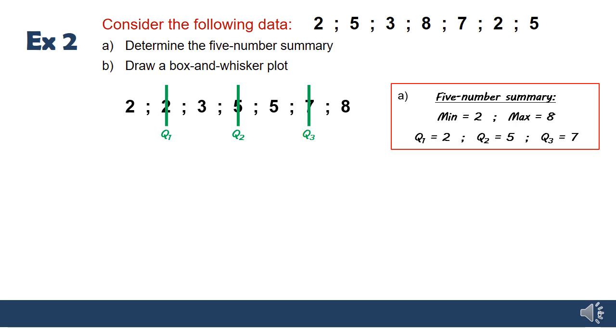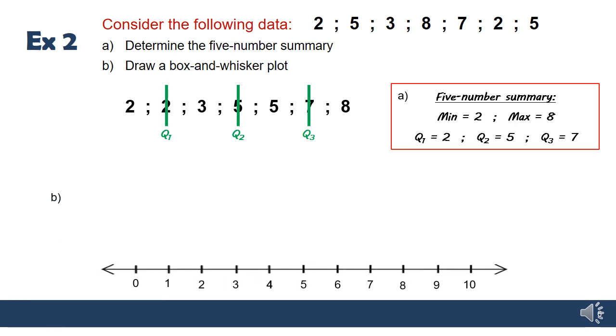Now to draw the box and whisker, draw your number line. Again, your number line properly done with a ruler and intervals spaced out appropriately. You're then going to start with your minimum and maximum values. Draw a box between quartile 1 and quartile 3. The median gets a line, and then you're going to finish off with the whiskers.